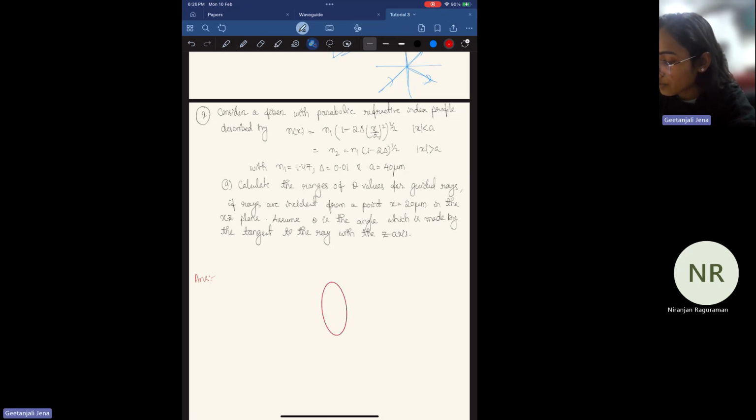This is also based on a parabolic index medium. So today we will mostly deal with parabolic index medium. There are different types of wave propagation in a parabolic index medium. Because in step index you already know it's a straight line, but in parabolic it is sinusoidal.